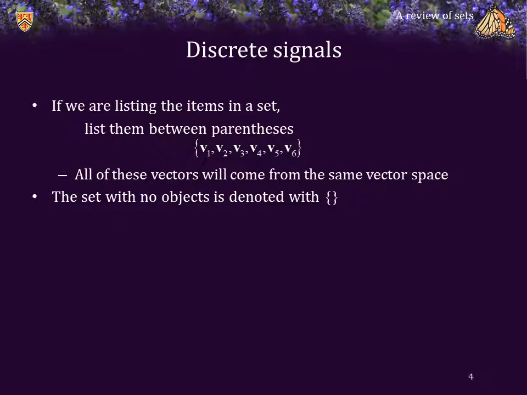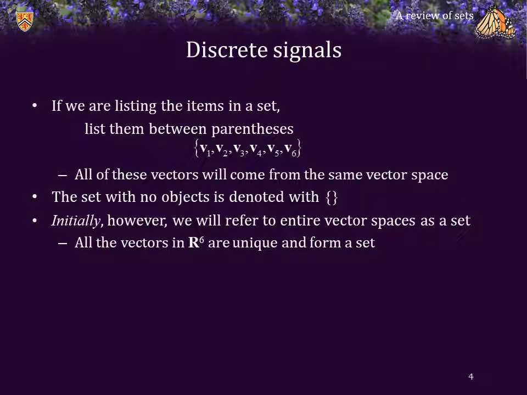Now, there is one special set. The set with no objects is denoted with an empty pair of curly braces. This is called the empty set.